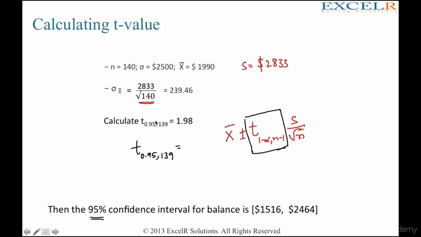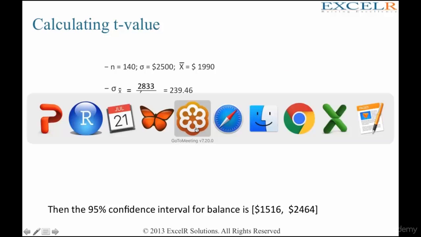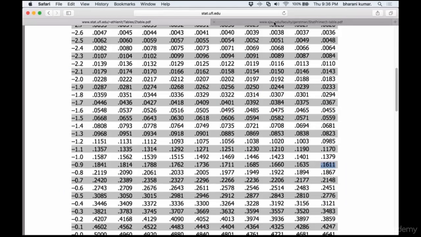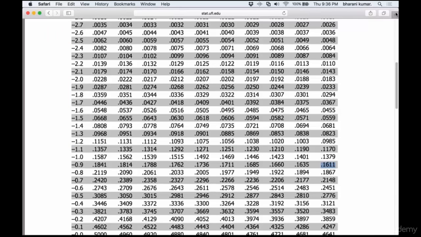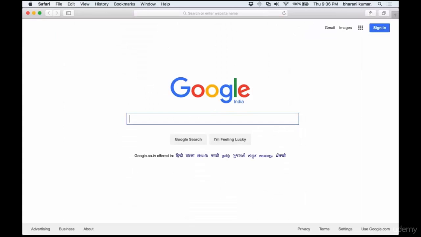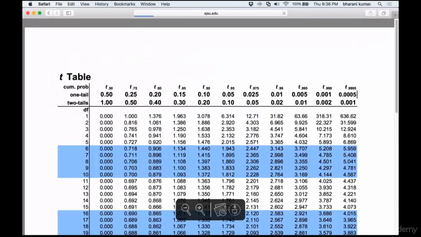In the previous tutorial, we discussed how to calculate z value from z table. And here we'll be calculating t value by looking at the t table. Let me take you to the t table. All you need to do is just do a Google search. Let me open a new one. All you need to do is type t table. You'd get the t table here.